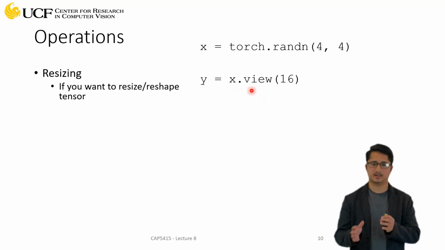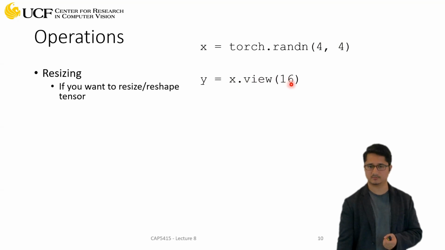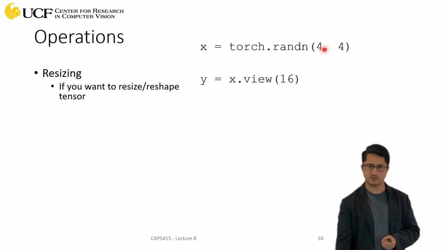So view is something like, what's the target shape you want? In this case, it's telling you the target shape is 16. And y will be just a one-dimensional vector with 16 values. And those 16 values will be coming from this 4x4 matrix. And you know this has 16 values, so you can do this. Which means that not all operations will be valid for view. You will have to make sure that you know how many elements you have in your input data.